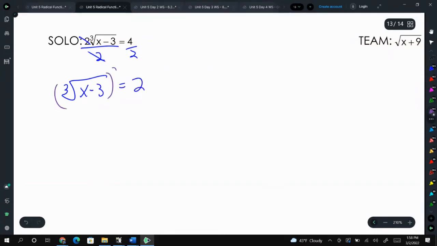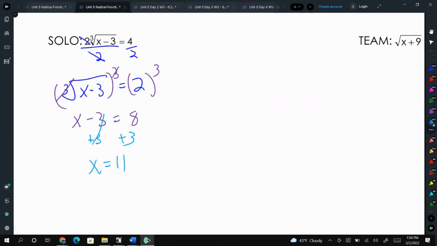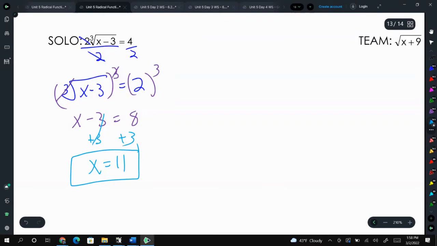Then we can raise each side to the third power to cancel out the third root. That's going to give us x minus 3 equals 8. And then we add 3 to both sides. x is equal to 11. Again, you could check this, but since it's a cube root, we don't have to. So that's our answer.